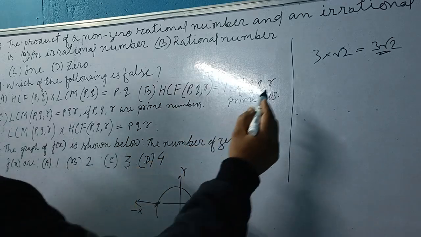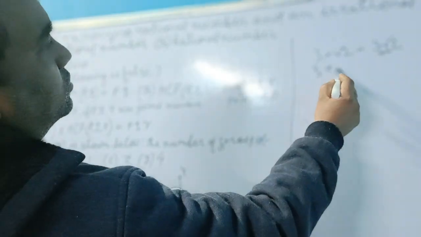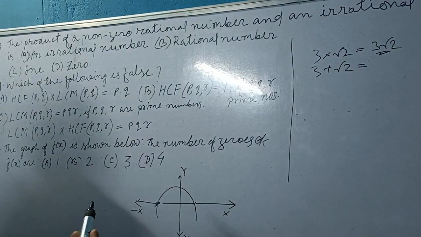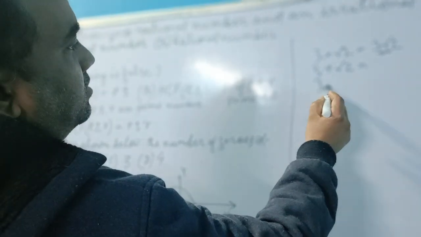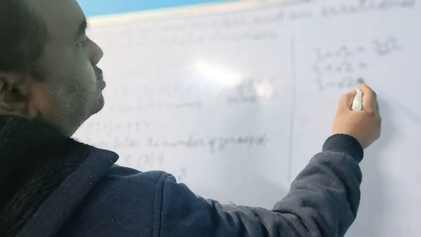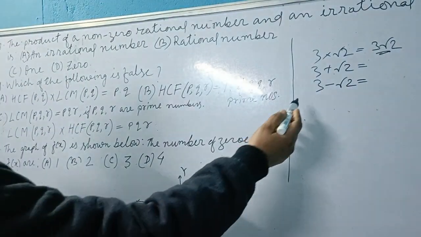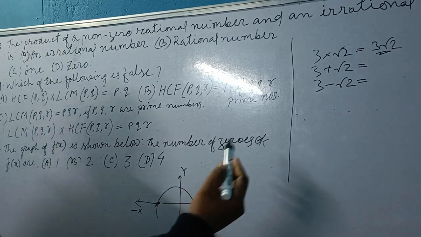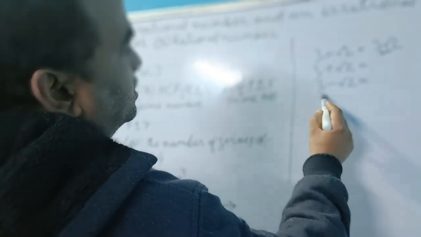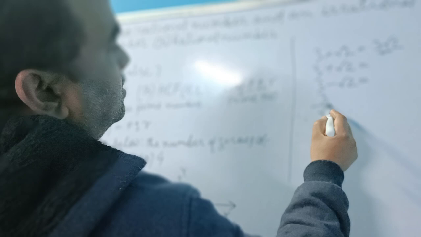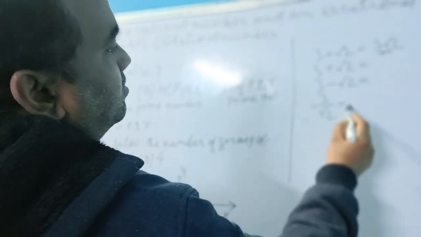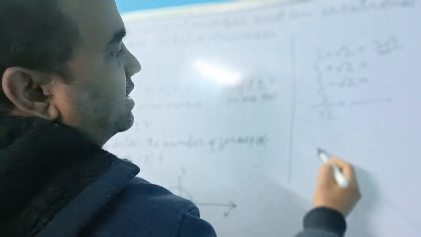But you remember 3 plus root 2 also gives an irrational number. That is, the addition of a rational number and an irrational number is also irrational. So 3 minus root 2 is also an irrational number, because the difference is also an irrational number. And if you see the quotient 3 by root 2, the quotient of a rational and irrational number is also an irrational number. You can rationalize it.